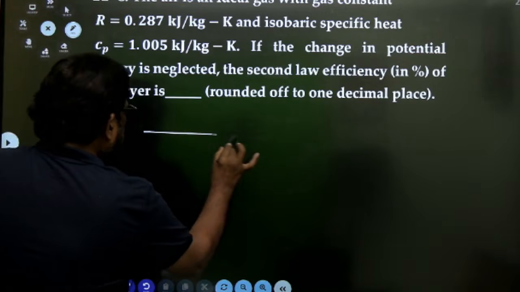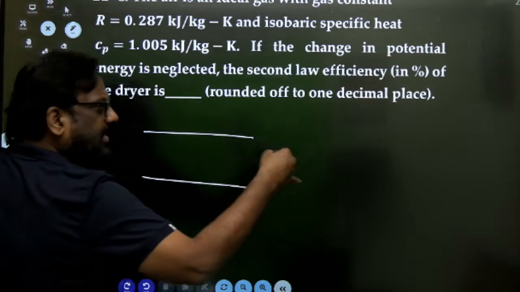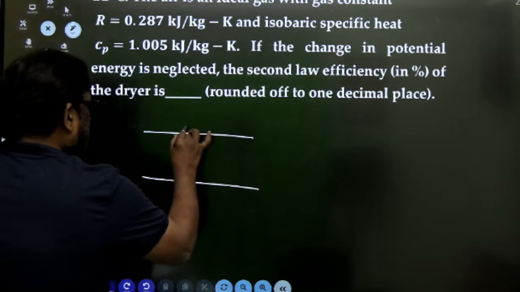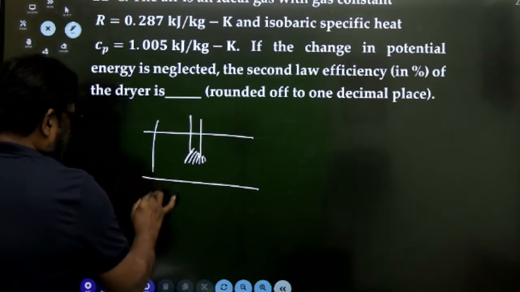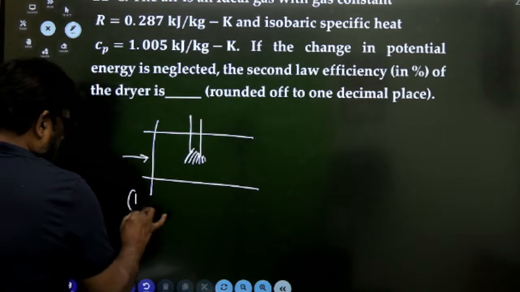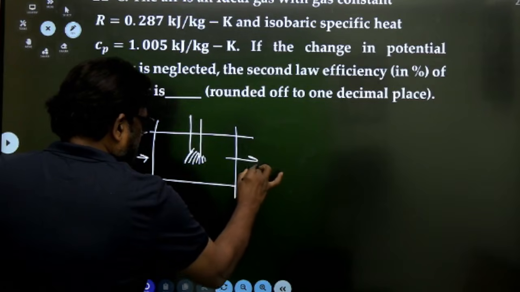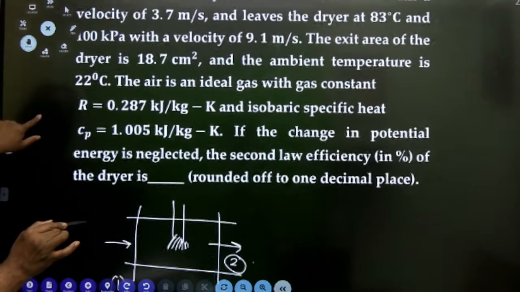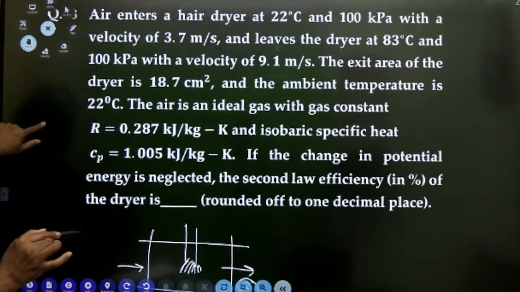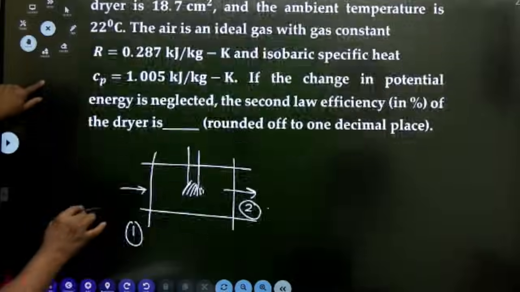लेट अस अज्यूम दैट हेयर ड्रायर में क्या होता है, अरे हीट करते हैं. चलो ये मान लो हेयर ड्रायर. दिस इज द इनलेट एंड दिस इज द एग्जिट. ठीक है सर जी. मित्रों, एयर एंटर्स द हेयर ड्रायर एट 22 डिग्री सेंटीग्रेड 100 किलो पास्कल.